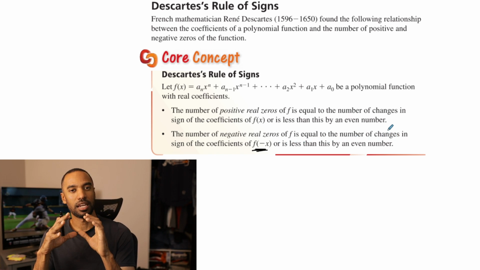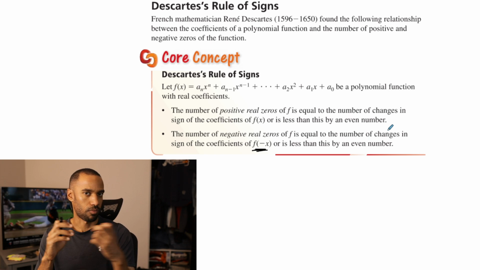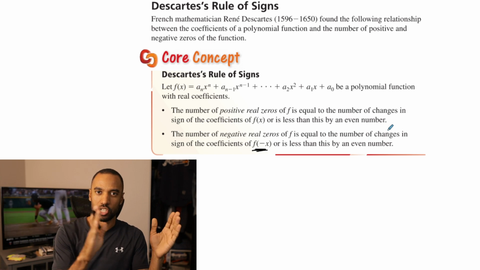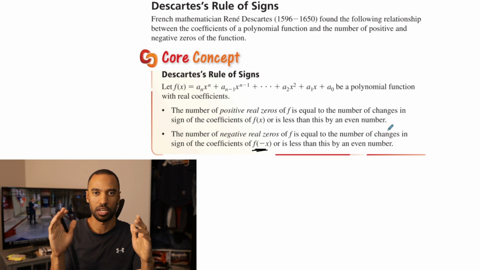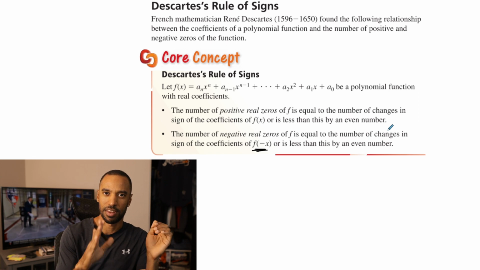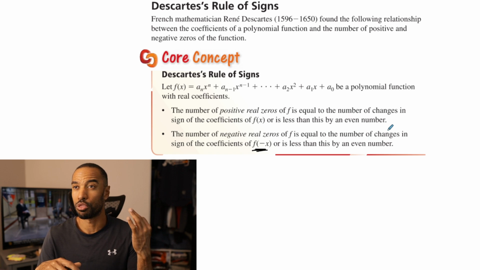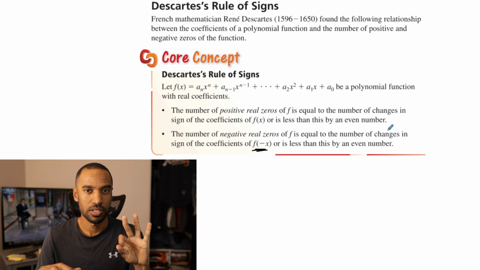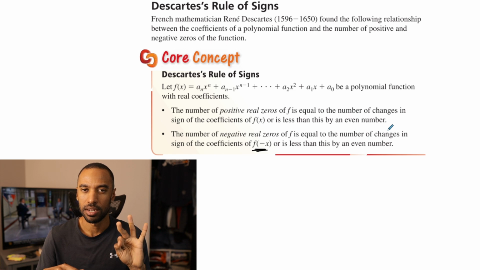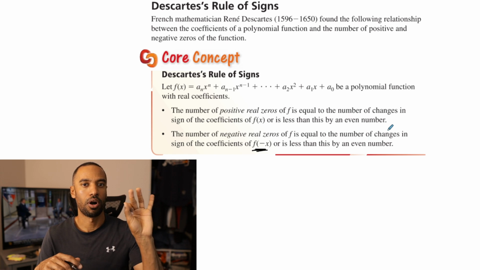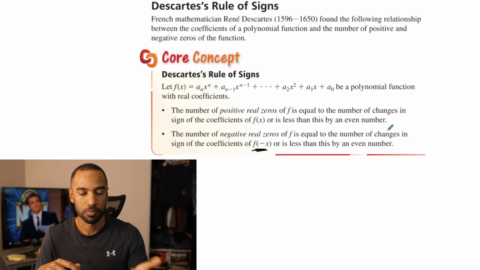Basically, plug in negative x into your thing and write out what your polynomial looks like. Look at the sign changes consecutively in standard form, descending order of degree. Goes from positive to negative, negative to positive. Count the number of changes that there are. And once again, if say there are 3 sign changes, then you can have up to 3 negative real solutions or 1, because you have to go down by 2s for the same thing.